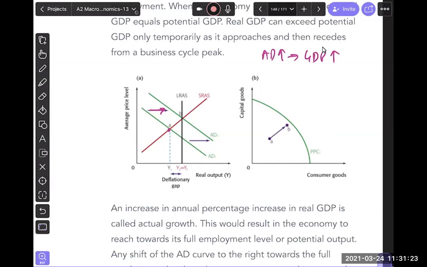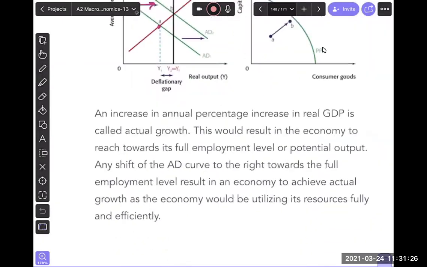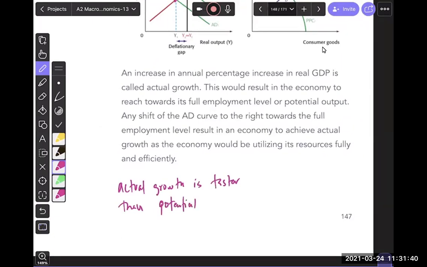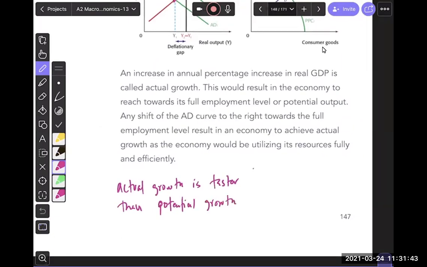So we need to distinguish between actual versus potential growth, because what if I tell you that actual growth is faster than potential growth? If actual growth is faster than potential growth, then clearly unemployment will go down, and we might also sometimes find inflation to happen. But if actual growth is slower than potential growth, like if actual growth is not rising quickly and potential growth is rising faster, then there could be a possibility.